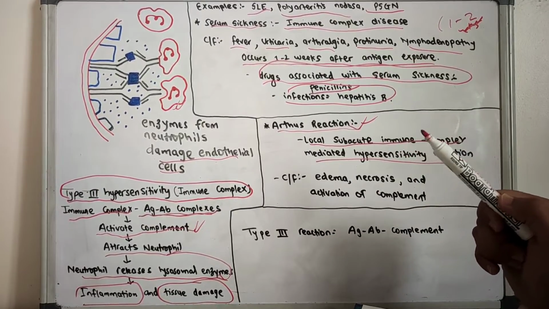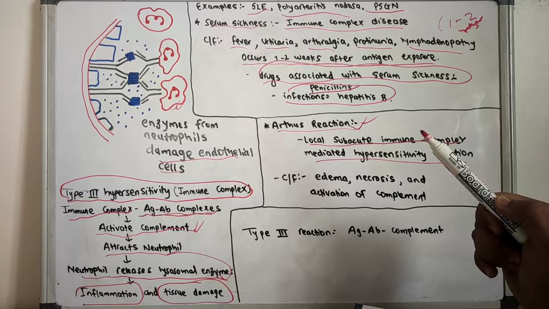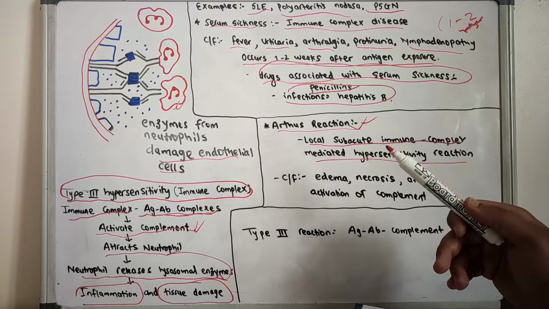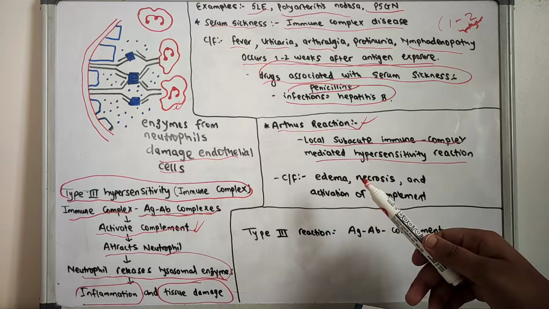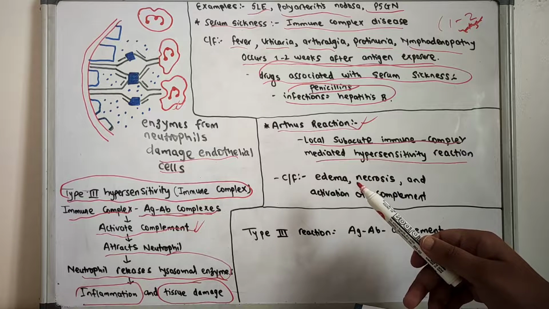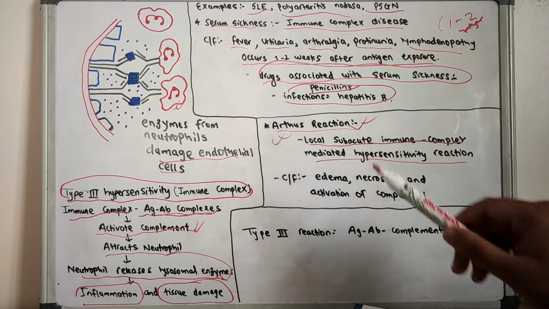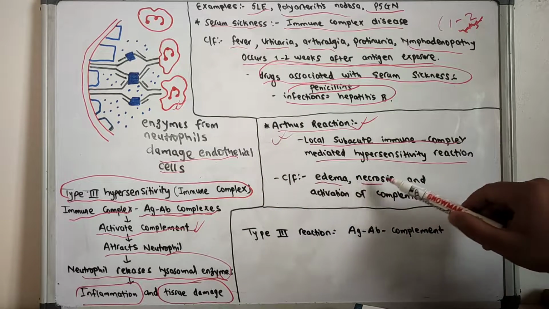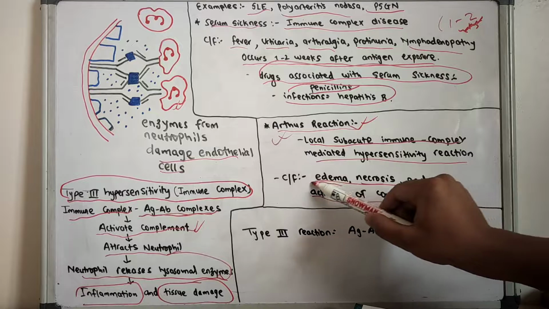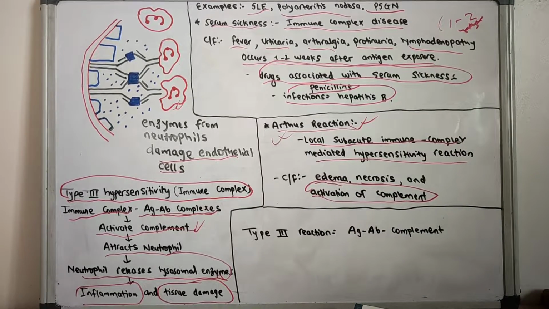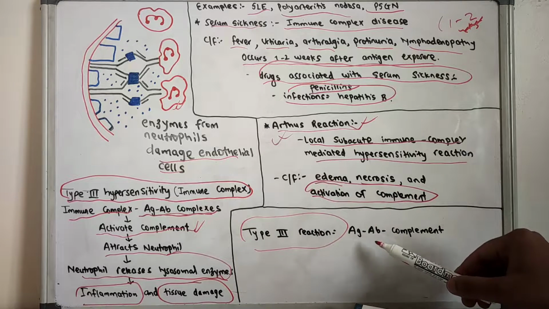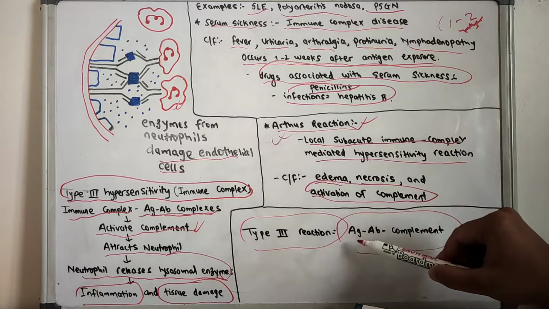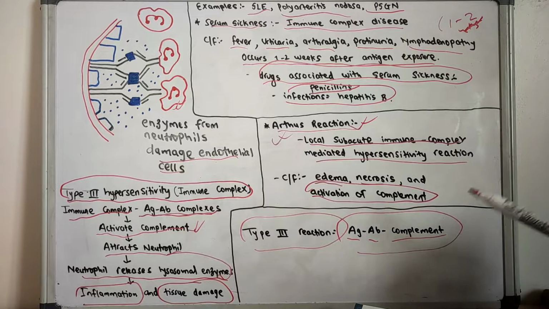This is also called the enhanced local reaction. So usually we see it after booster vaccination. The main clinical features of the Arthus reaction are edema, necrosis, and activation of the complement. So the type 3 reaction you can also remember by the 3 components. It has mainly 3 components, that is antigen, antibody, and complement complexes.